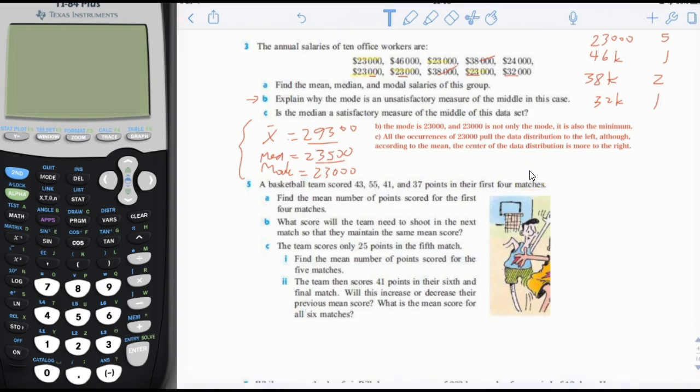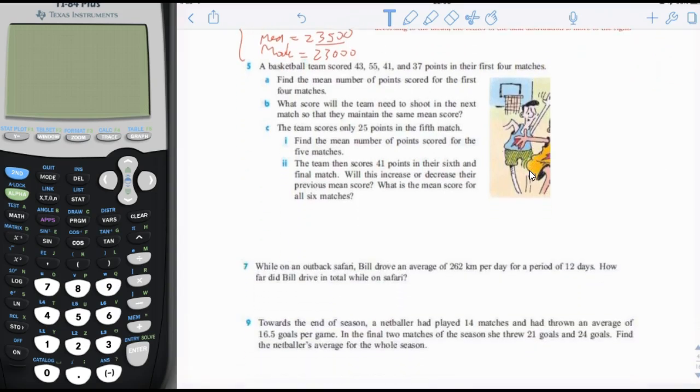A basketball team scored 43, 55, 41, and 37 points in their first 4 matches. Find the mean number of points scored for the first 4 matches. Okay, so we're just going to take 43, 55, 41, and 37, and put it in the calculator, in stat edit, in the list here. We could put it in list 4, so we don't have to erase anything, and I'm going to pause while I do that. Okay, so I put those 4 numbers into list 4, then I'm going to do stat calc.